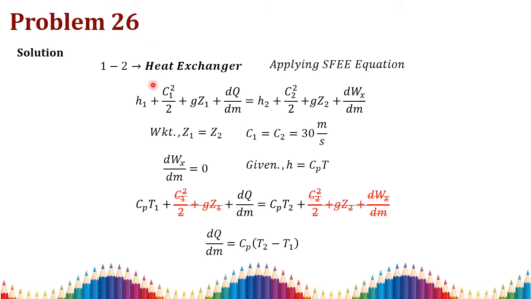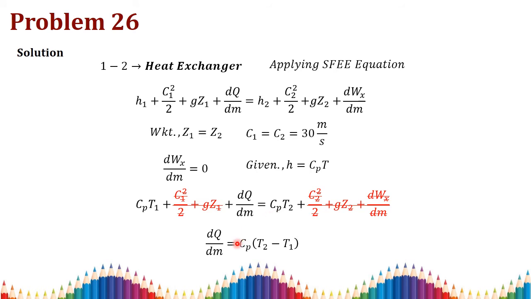First one, heat exchanger. Applying the steady flow energy equation to 1 and 2, your equation becomes H1 plus C1 square by 2 plus gZ1 plus dq by dm, which is equal to H2 plus C2 square by 2 plus gZ2 plus dwx by dm. Here the datum levels are equal, so we can neglect them, and the initial velocity and final velocity are also the same, so I am neglecting both terms. The work transfer is 0 here, since in the heat exchanger no work is transferred, and H will be replaced in terms of CpT. Then your equation will be CpT1 plus dq by dm equal to CpT2.